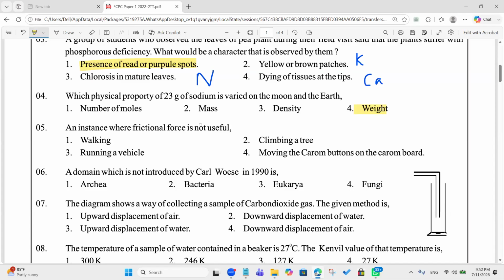So the fourth one, right? Yes. So for this, it's not useful. It's better if it has less friction, right? So in all these three cases, the frictional force should be high, right? Or higher than the force applied, right? Something like that. But here we need less friction. A domain which is not introduced by Carl Woese in 1990 is.